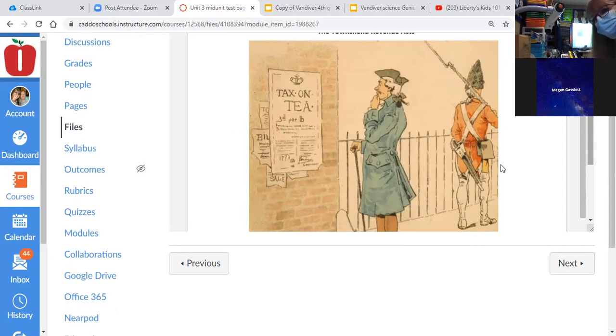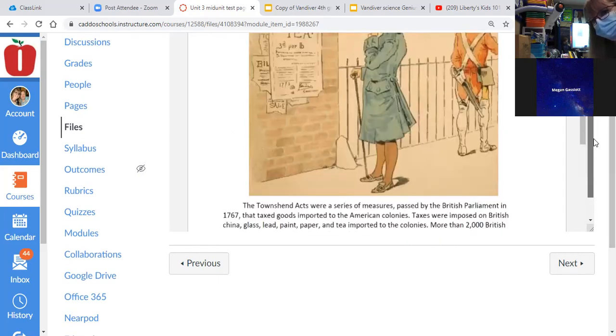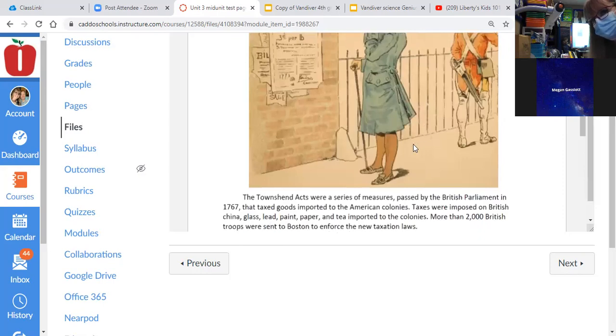Okay, so here's a red coat with his back to this person. This person's looking at this post on the wall that says tax on tea. It looks like George Washington.